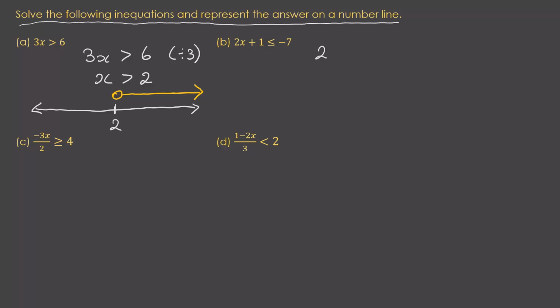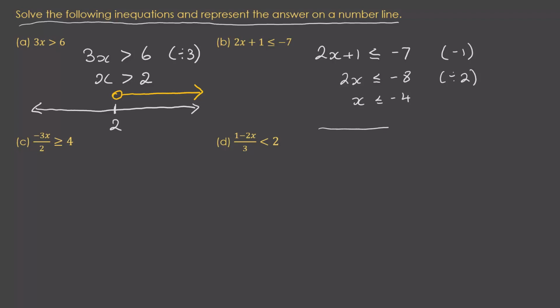So here we have 2x plus 1 is less than or equal to -7. So think about solving an equation. We take 1 away from both sides and we get 2x is less than or equal to -8. And then I'm going to divide by 2, which gives me x is less than or equal to -4.